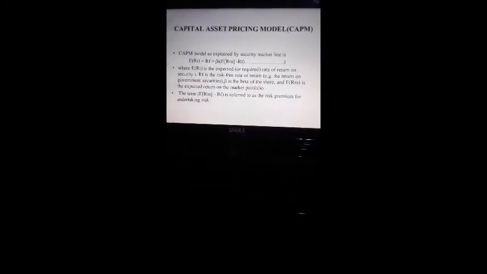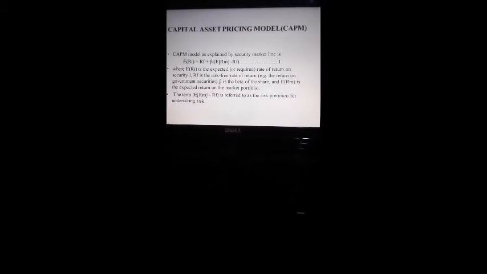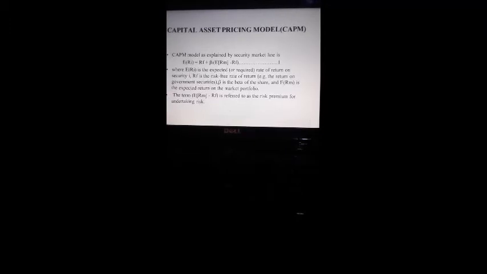Now, the capital asset pricing model is explained by the following equation. The expected return on an individual share is equal to the risk-free return plus beta of the individual share, bracket, expected return on the market minus the risk-free rate of return, bracket. This is our equation 1 for the capital asset pricing model.